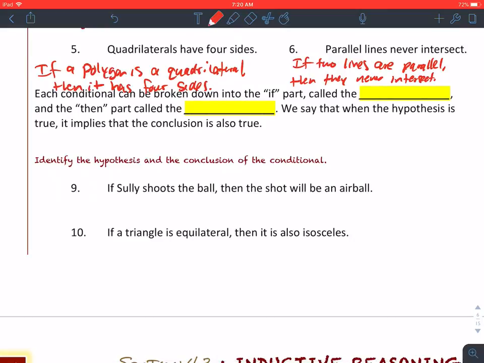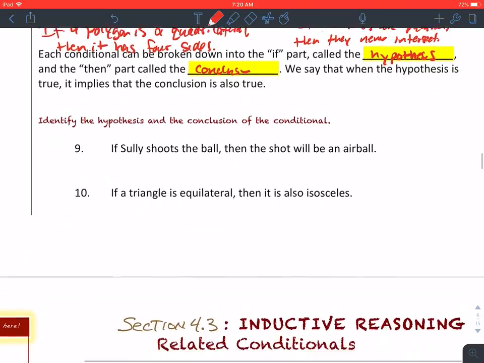Each conditional statement can be broken down to an if part and a then part. The part that comes after the if, once again, is called the hypothesis. The part that comes after the then is called the conclusion. We say that when the hypothesis is true, it implies the conclusion is also true. So if the hypothesis happens, the conclusion has to.